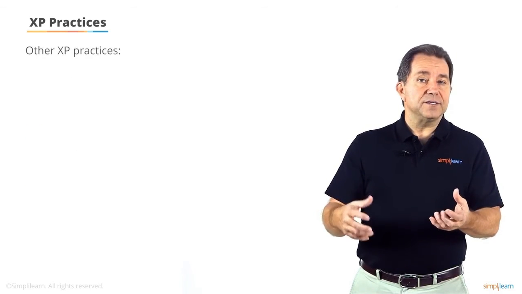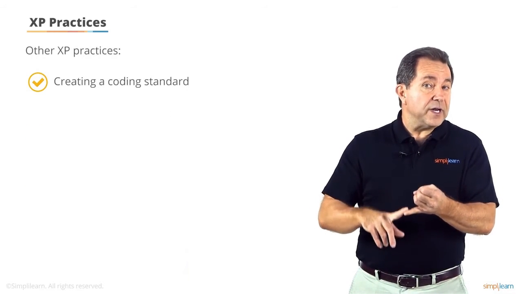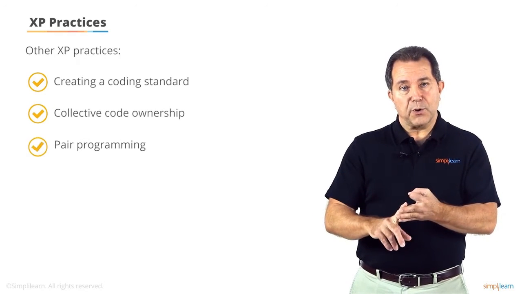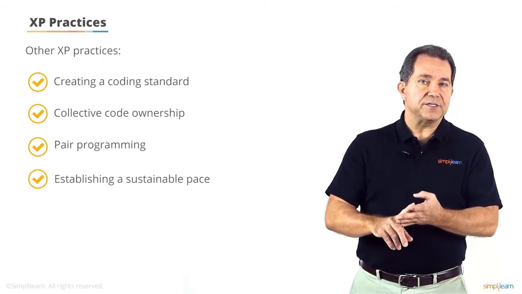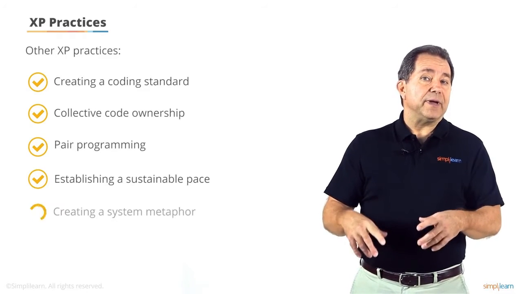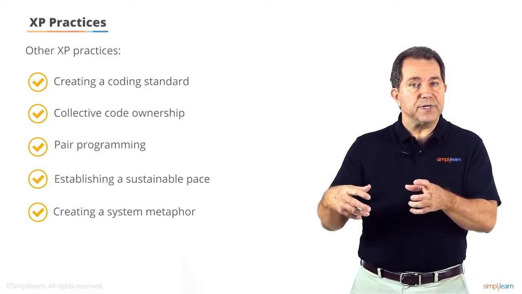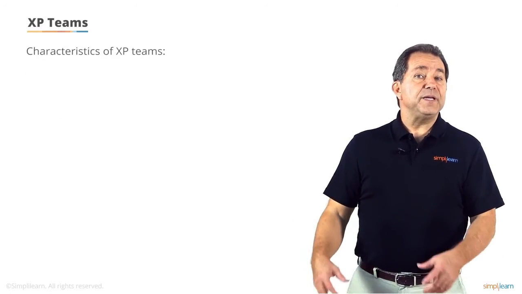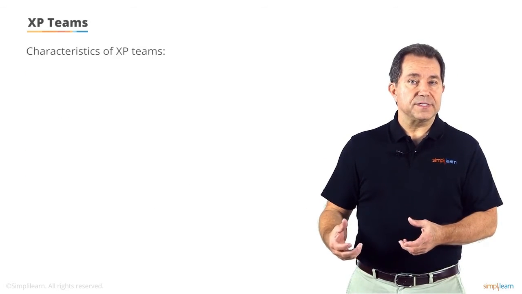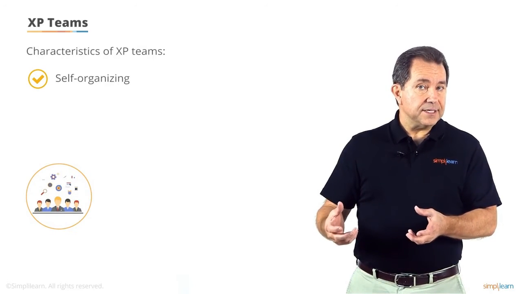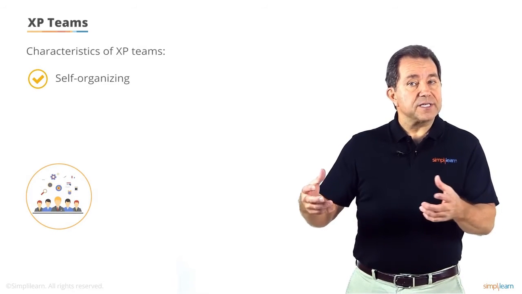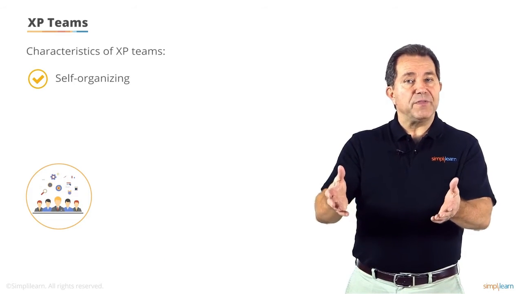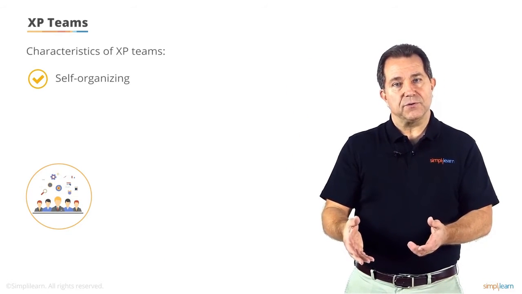Other XP practices include creating a coding standard for the project, collective code ownership, pair programming, establishing a sustainable pace forever, creating a system metaphor to increase communication effectiveness, as well as others. XP teams have the following characteristics. They are self-organizing. Teams are empowered to decide for themselves how they're going to execute the work of the project without top-down management and control.